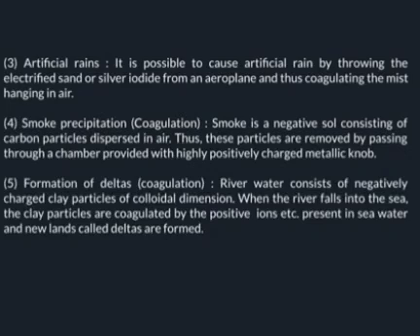5. Formation of deltas. It is also coagulation. River water consists of negatively charged clay particles of colloidal dimension. When the river falls into the sea, the clay particles are coagulated by the positive ions present in seawater, and new lands called deltas are formed.